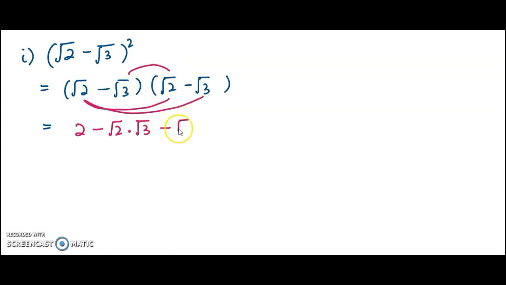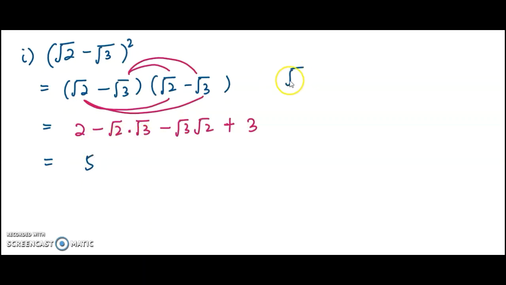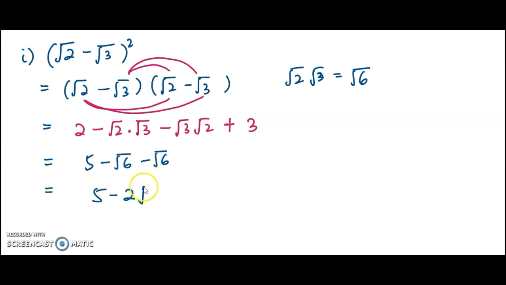Again, you got negative surd 3 multiplied by surd 2. And lastly, you got negative surd 3 multiplied by negative surd 3. You got positive 3. So again, similar to the previous question, you need to collect all the like terms. 2 plus 3, that is 5. Surd 2 multiplied by surd 3 can just be written as surd 6. So you got a negative surd 6 minus the other surd 6. You got 5 minus 2 surd 6.